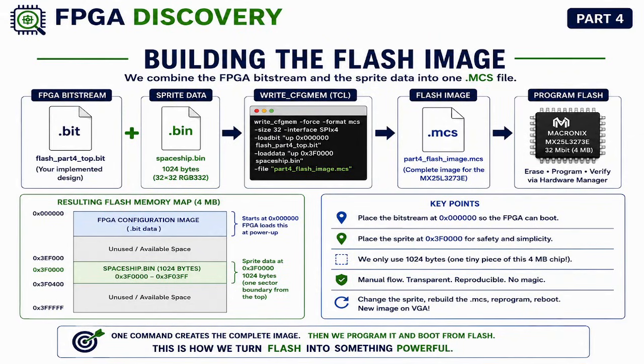Now we need to get two different things into the same physical flash device. First, we have a bitstream generated by Vivado. That's the FPGA configuration, and it goes at address 0. Second, we have spaceship.bin, which contains our 1024 bytes of RGB 332 pixel data, and that goes at address 3F0000.